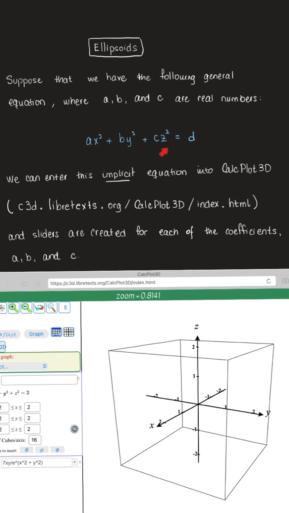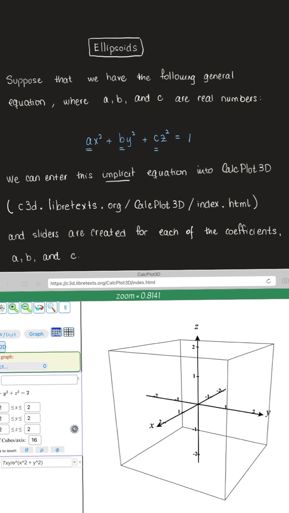I'm going to enter this into CalcPlot3D using a, b, and c as parameters, and I'm going to let d equal 1. It doesn't have to be 1, but I'm going to put a 1 for d here, and then we're going to take a look at what kind of object we obtain as we change the values of a, b, and c. Below is the CalcPlot3D web address if you would like to use it, and I'm going to enter this equation as an implicit equation.